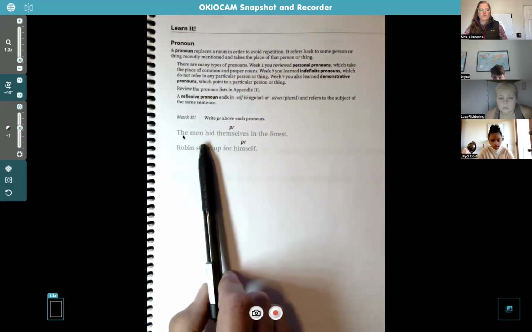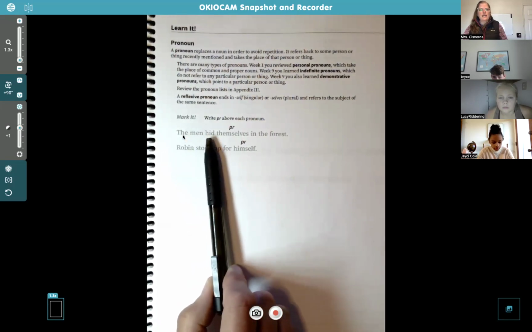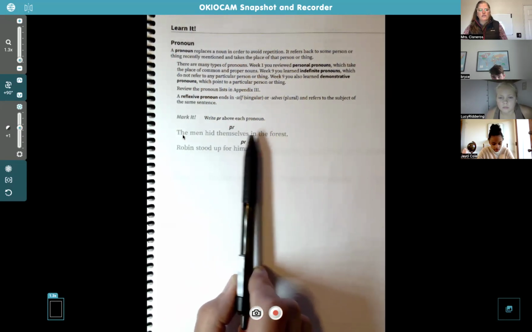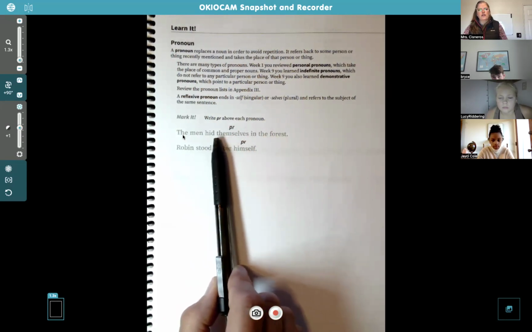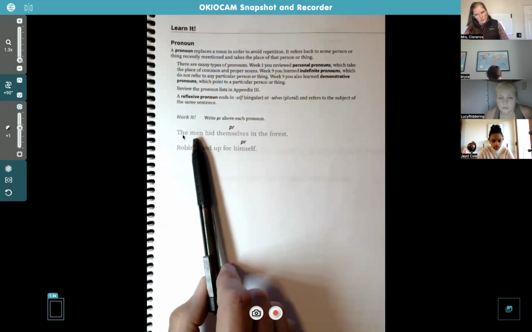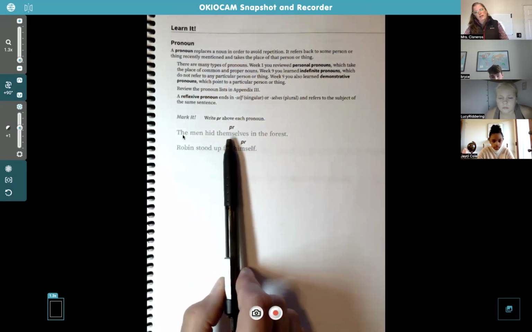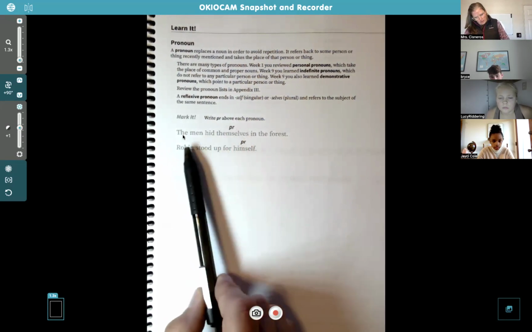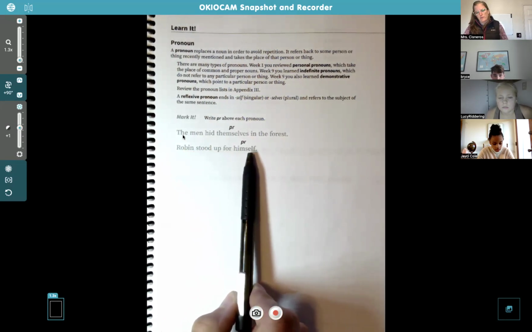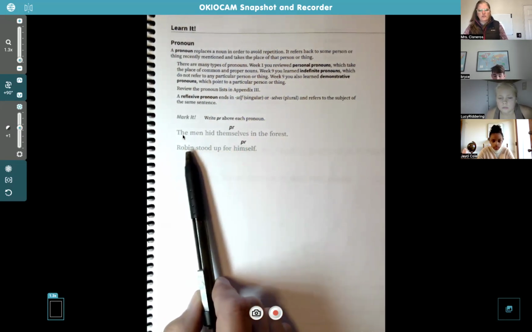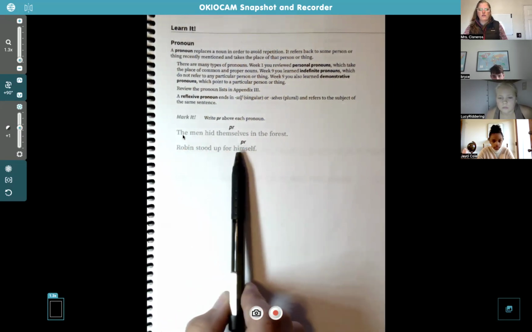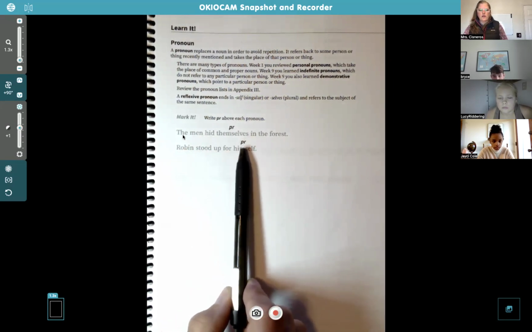These are the two examples down here. The men hid themselves in the forest. So themselves is a reflexive pronoun referring back to the men, which is plural. That's why it's themselves. And then the next example says Robin stood up for himself. Obviously, Robin is singular, one person, and him is referring back to Robin, so himself. And you're still going to mark it as a pronoun.